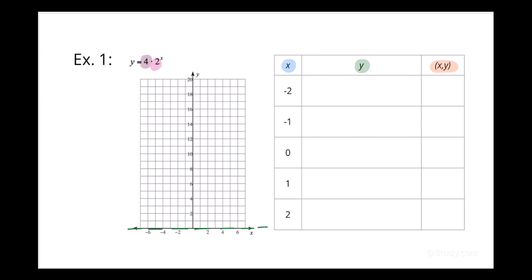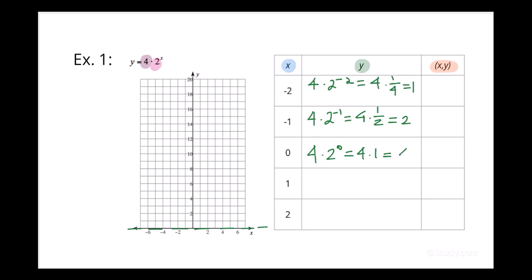So we'll start by plugging in negative 2, and that gives us 4 times 2 to the negative 2 power, which is 4 times 1 over 4, which is 1. If we plug in negative 1, we have 4 times 2 to the negative 1 power, which is 4 times 1/2, which is 2. If we plug in 0, we have 4 times 2 to the 0, which is 4 times 1, which is 4.